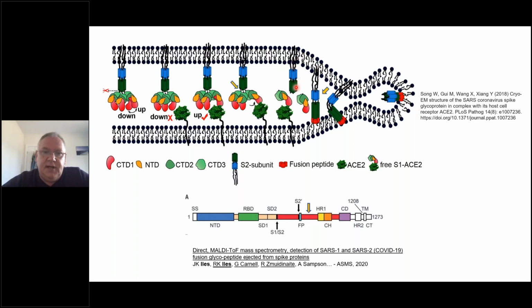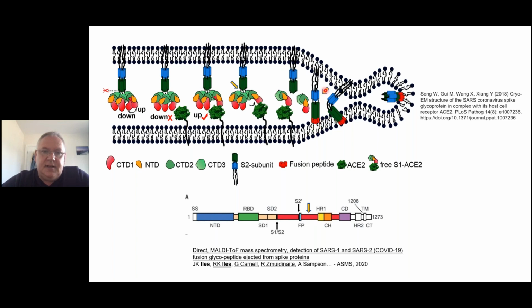Now the S2 complex suddenly changes its conformational shape in a dramatic sense. It's almost like an umbrella turning inside out. And suddenly it exposes the fusion peptide, which binds into the membrane of the target cell. So here is the membrane of the virus. Here is the membrane of the target cell. And the fusion peptide region has suddenly been exposed. It would be internalized normally, but a whole conformational shape change has occurred.